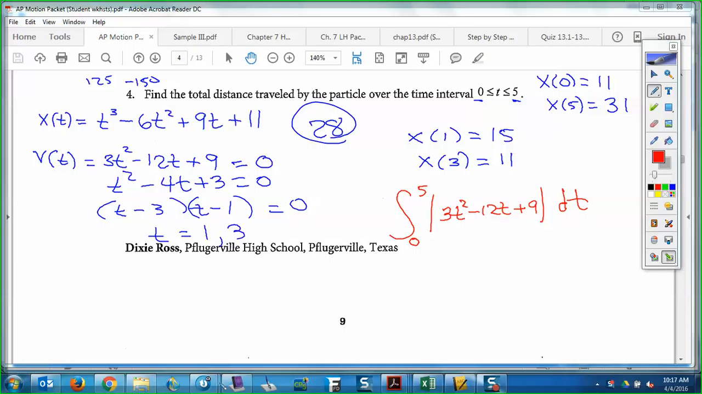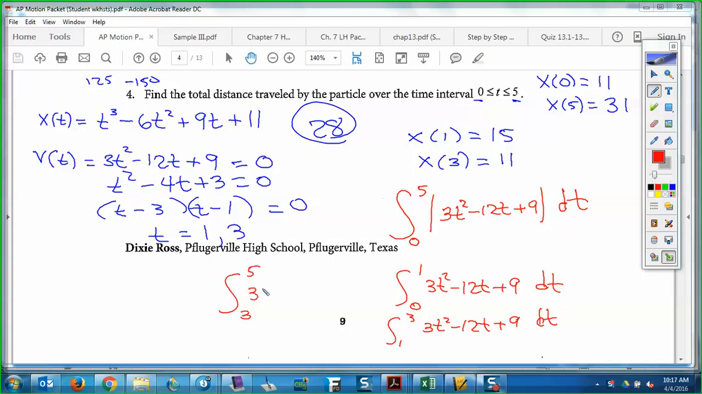So you're going to have to still set this equal to 0, right? Which is at 1 and 3. And then you could say, okay, I'll do the integral from 0 to 1. And then I could do the integral from 1 to 3. And then I'll do the integral from 3 to 5. Now remember, this is all no calculator now. And tell me what that'll give me.